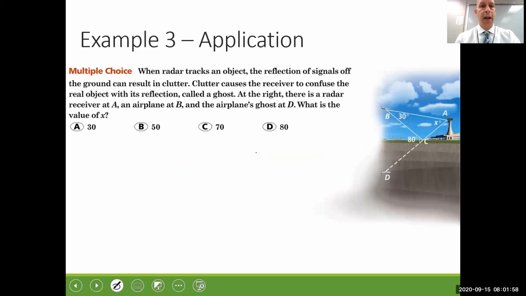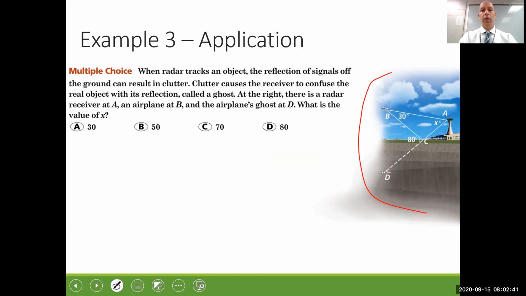And our last example for today is a multiple choice question. So we've got a picture over here, and it says when the radar tracks an object, the reflection of the signals off the ground can result in clutter. Clutter causes the receiver to confuse the real object with its reflection, called a ghost. At the right, there is a radar receiver at point A. So over here's point A. And there's an airplane at point B. The airplane's ghost is at point D. So that information is bouncing off the ground and it's being reflected over there. So what is the value of X?